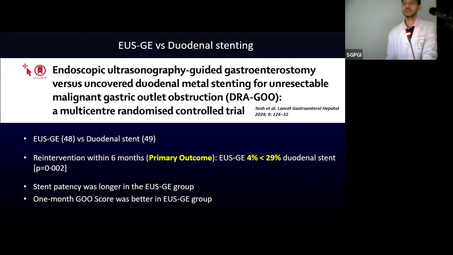Now, comparing EUS gastroenterostomy with other techniques, that is duodenal stenting, a multicenter RCT was published last year in Lancet Journal, where 48 patients were seen in EUSGE and 49 in the duodenal stenting arm. The primary outcome that was studied here was the need for re-intervention within the first 6 months. And here, as you can see, EUSGE had just 4% need of re-intervention as compared to 29% in the duodenal stenting arm, which was statistically significant.